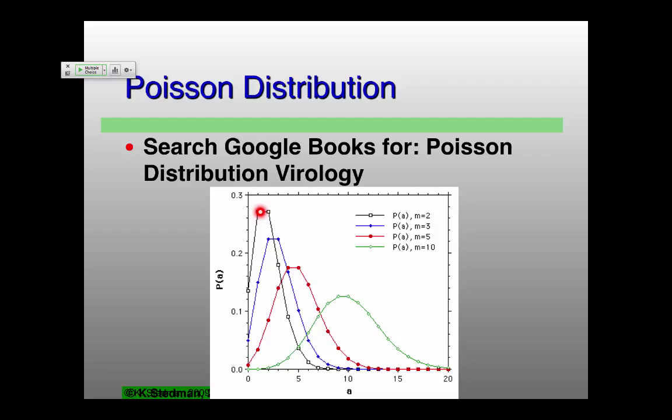Quite a few will have a single particle associated with them. Quite a few will have 2. But some will have 3, some will have 4, some will have 5, some will have 6, etc.